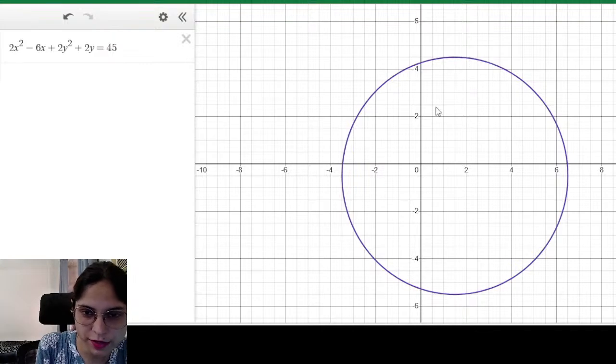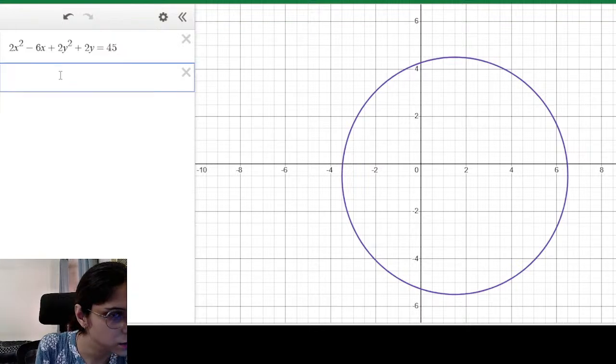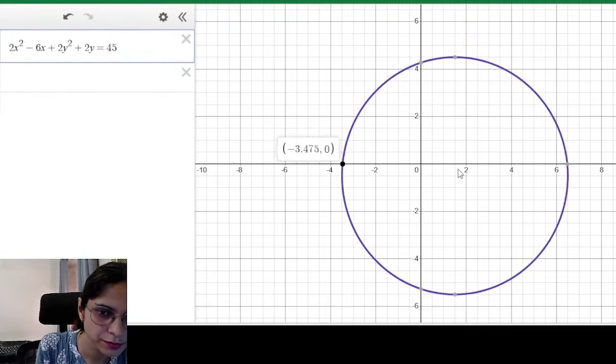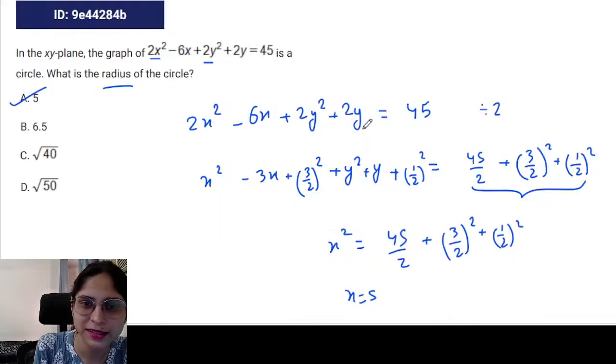You're not able to see where the center is, right? Yeah, no, I like this method because I have to think a lot there.